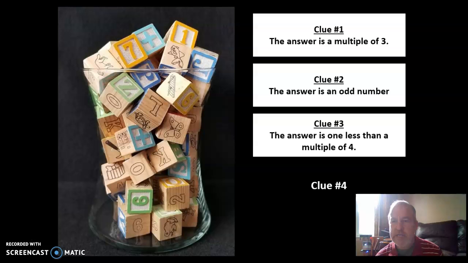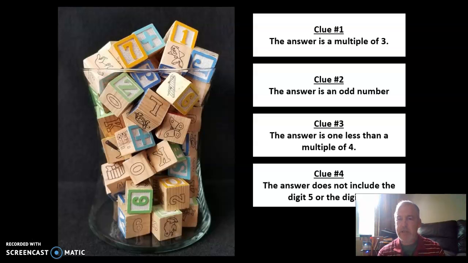The answer is 1 less than a multiple of 4. Okay, adds a little bit more detail here. So again, let's count by 4s. 4, 8, 12, 16, 20. So if I think about 39, it's 1 less than 40, and 40 is a multiple of 4, so my guess of 39 still works. How about you? Are you making a new guess? All right, clue number 4.